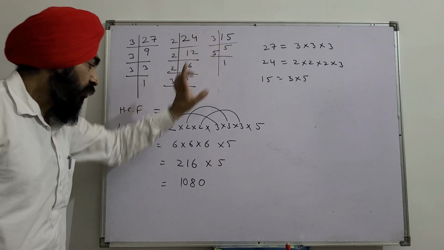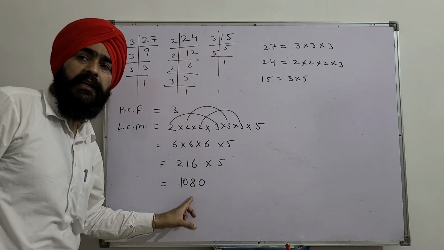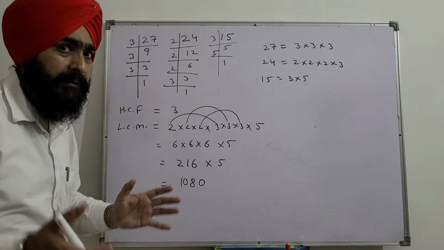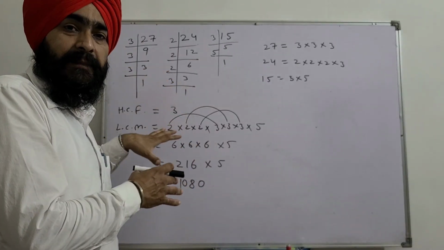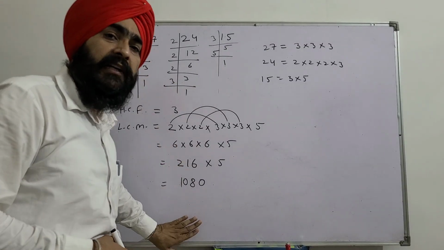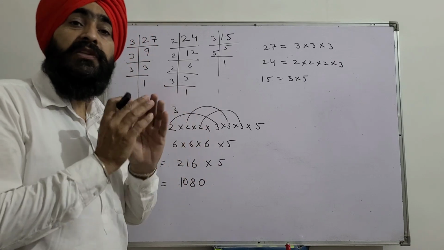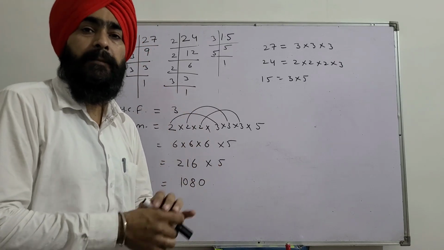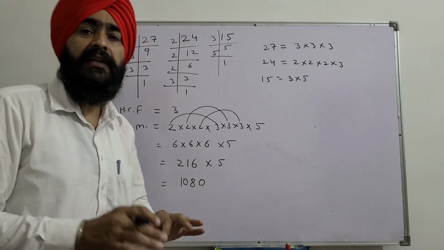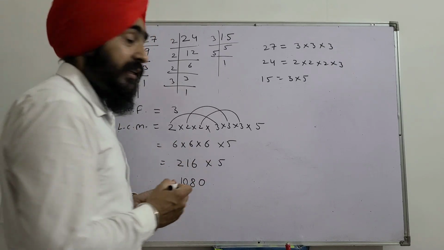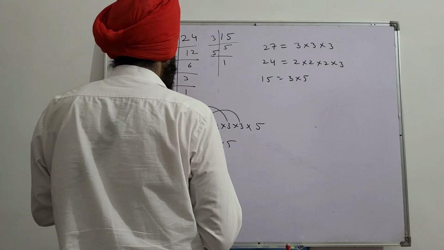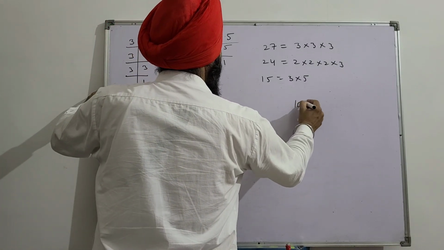It means all these numbers will divide 1080 perfectly. As I told you, all those numbers which we have used to find the LCM will divide the LCM perfectly, leaving remainder 0. Is it clear? So now you can verify it. Very easily we can verify it. It is very simple. 1080.